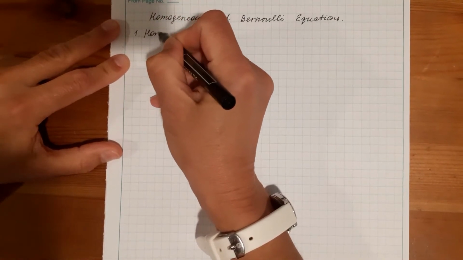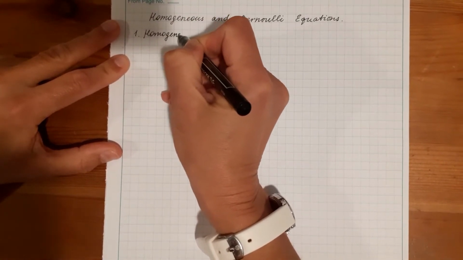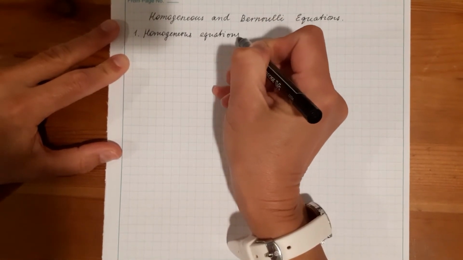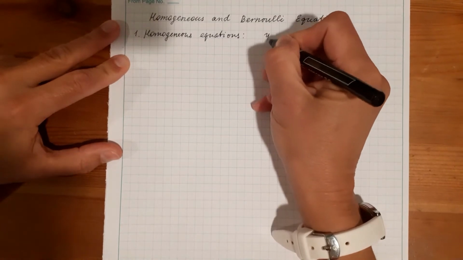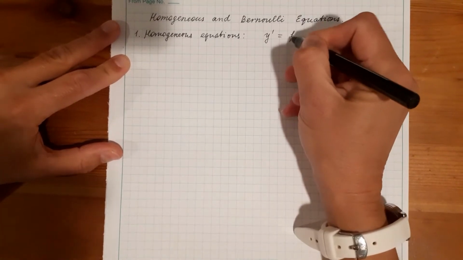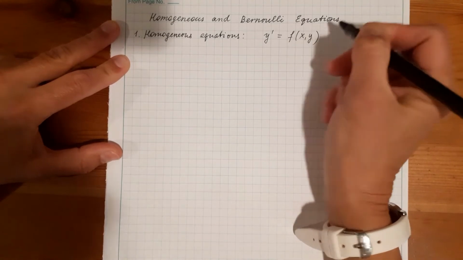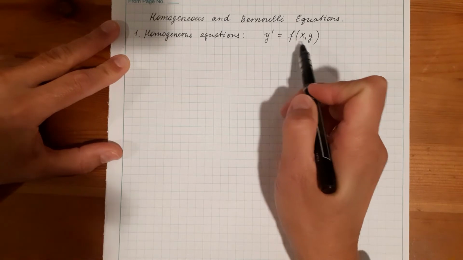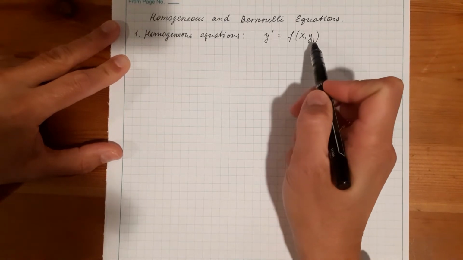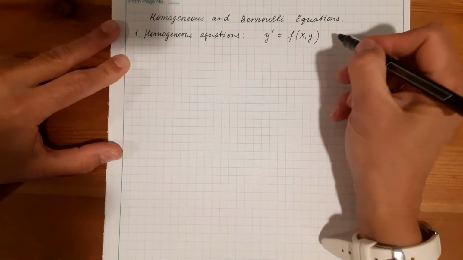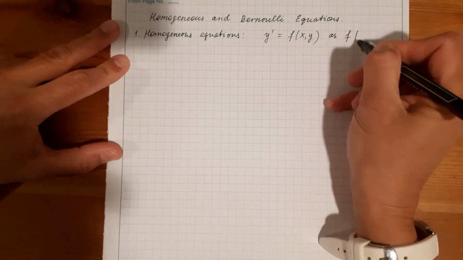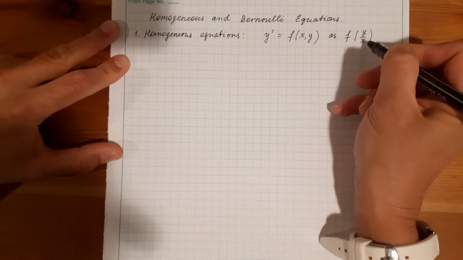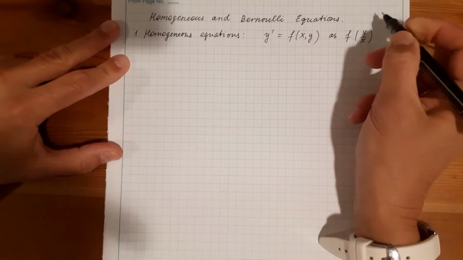So normally we have a first order equation looking like this. It's not a linear equation, or not necessarily linear. y prime equals f of x, y. If you can represent this right side function f of x, y as f of y over x, f of the ratio between y and x, an equation of this type is called homogeneous.